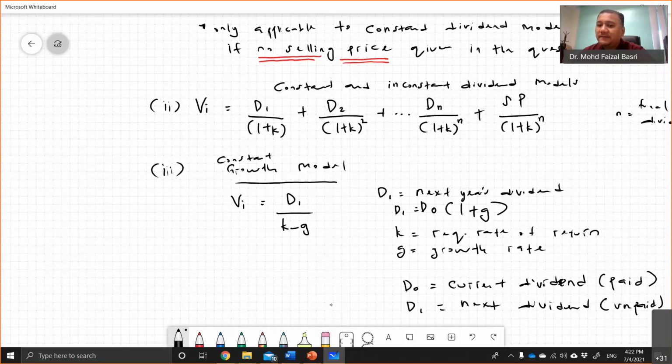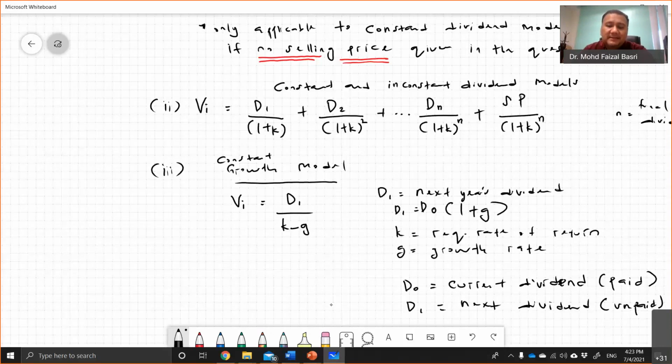If the question gives D0, for example, they say the company recently paid 20 cents dividend, you know that's your D0, but the formula needs D1. So in order to find D1, you take that D0 and multiply with 1 plus G to find your D1.